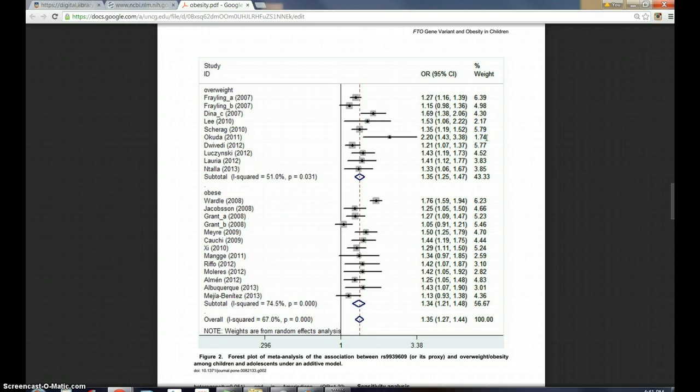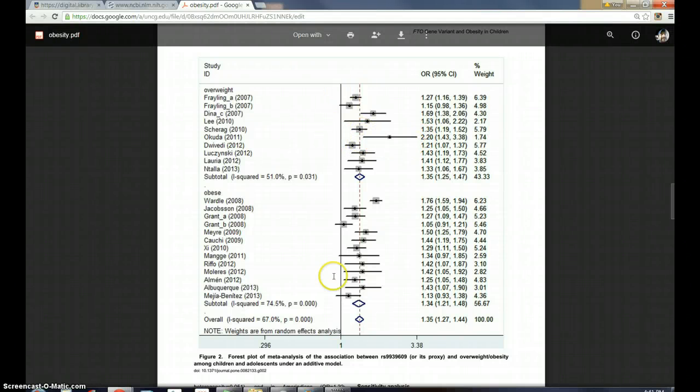So again, when you're looking at these forest plots, you want to see the whiskers, the line of effect, and how big each of the individual studies are in terms of the percent weight of the overall. And the last one are the diamonds. You'll see a diamond here, diamond here, diamond here.